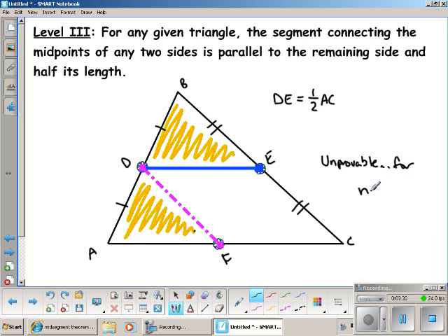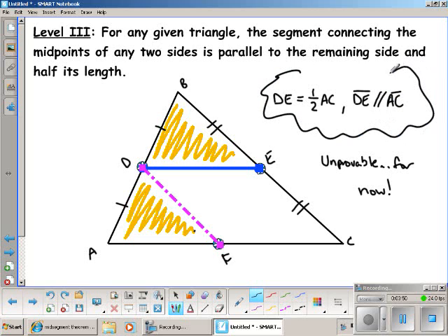Dun dun dun, which means that we're going to have to deal with this later once we have some techniques next week. So DE being parallel to AC and DE being half of AC is going to have to wait to be proven. Now, that doesn't mean we can't use this information. I'm going to be asking you to use this information moving forward, especially on Friday. It's just we can't prove it yet.